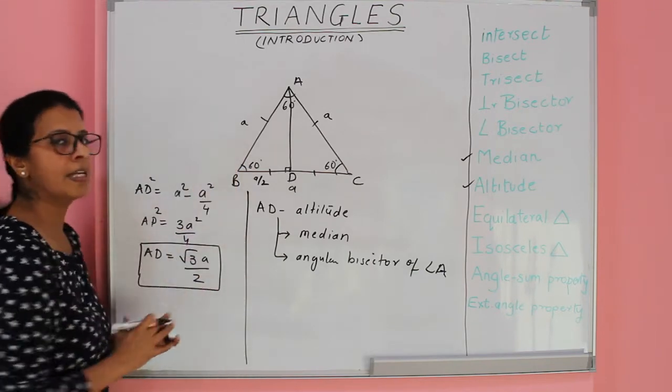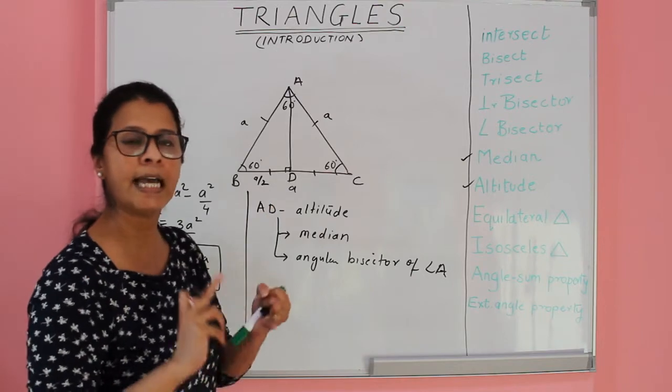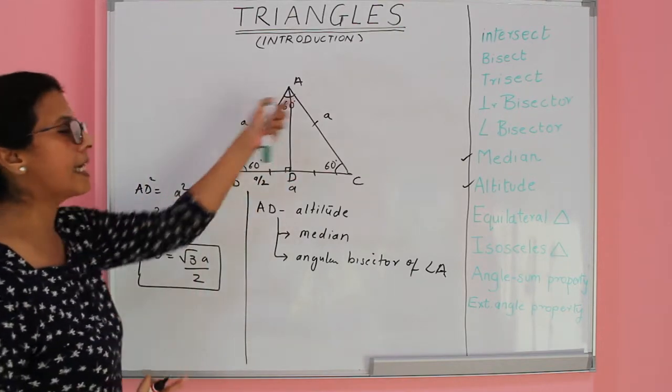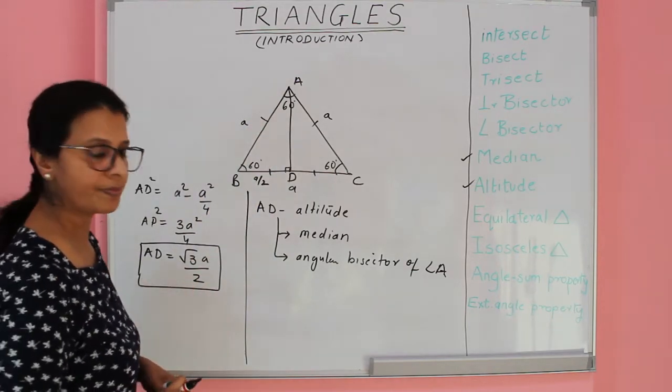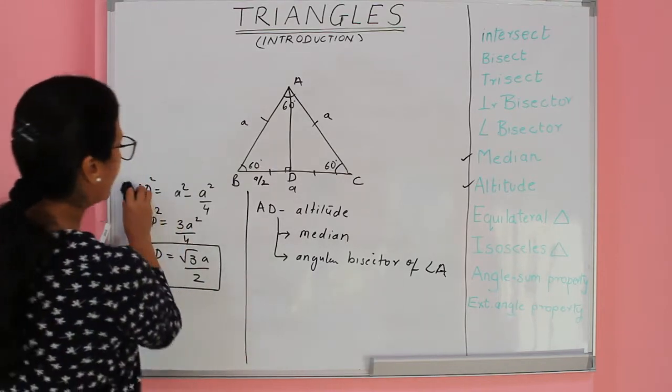So all these things should be very thorough for you. For an equilateral triangle, altitude, median, angular bisector are all the same. As well, when its side is A, the height is root 3 A by 2. Now, whether this same thing follows for an isosceles triangle, let us see.